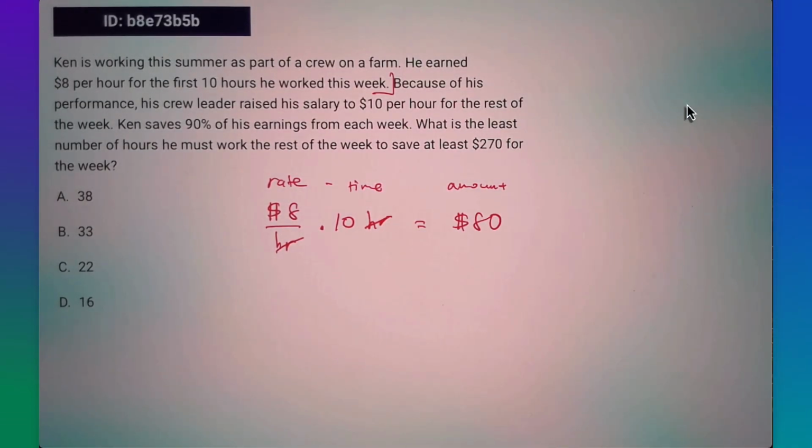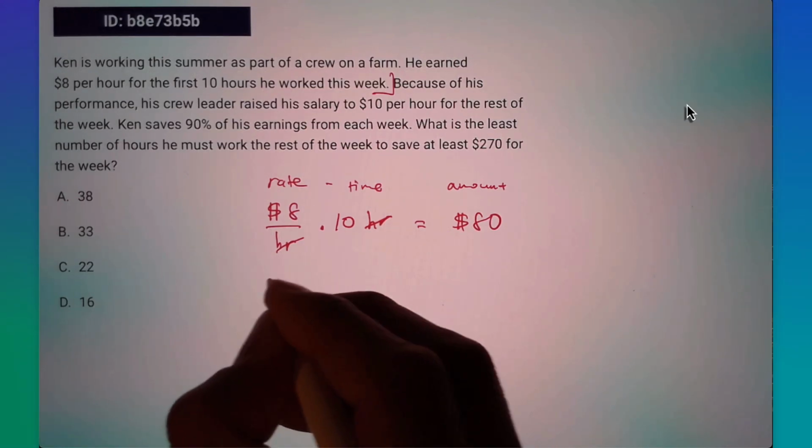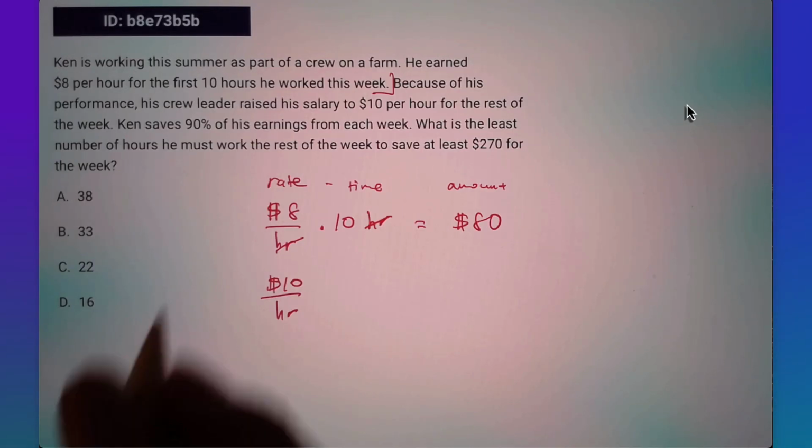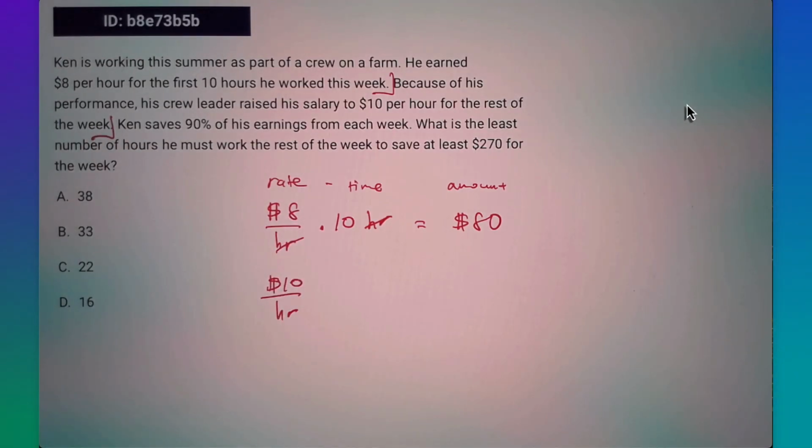So he earned $80. Because of his performance, his crew leader raised his salary to $10 per hour for the rest of the week. Oh wow, go Ken. So he earns $10 per hour now. We don't know how many hours he's getting $10 per hour so far, when I stop in the line.